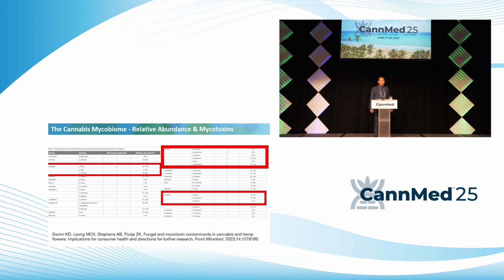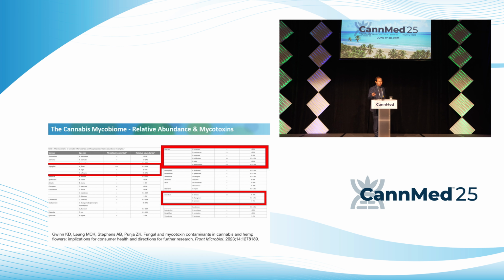So, the cannabis microbiome. Let's take a look at what is there initially. What is actually endogenously present within the cannabis microbiome, to look to where we should potentially be looking. And this is work from Kimberly Gwynn, who's sitting here in the audience, Max Leung, Samir Punja, and Ariel Stevens. This examines what is present within that microbiome and the potential for mycotoxin production from some of these different fungi.